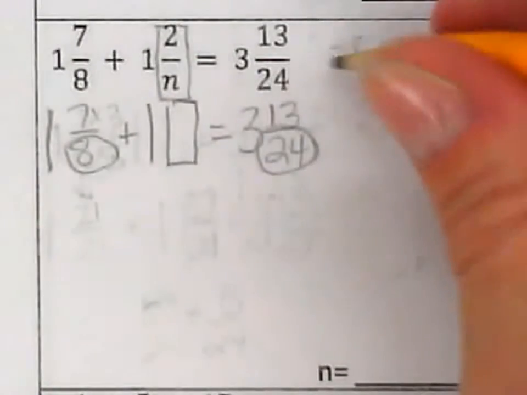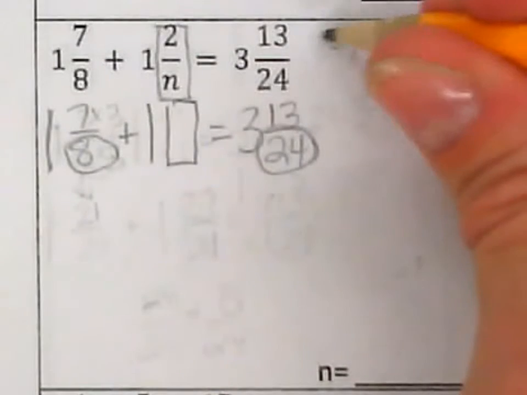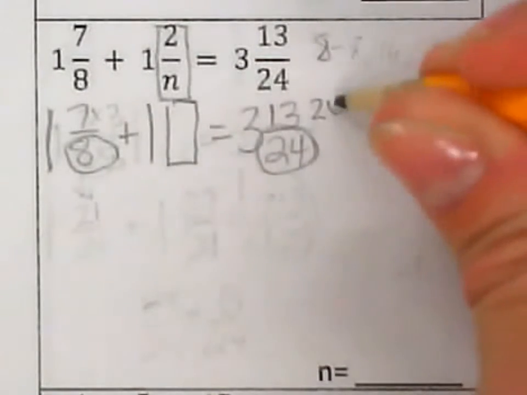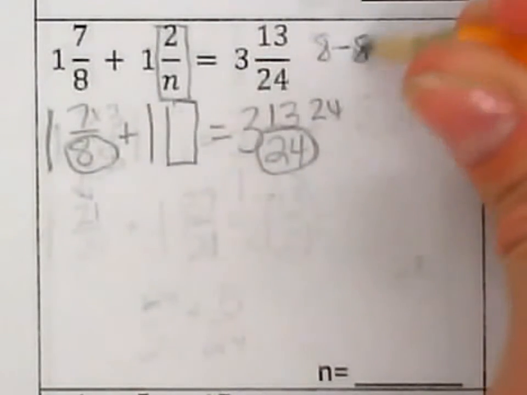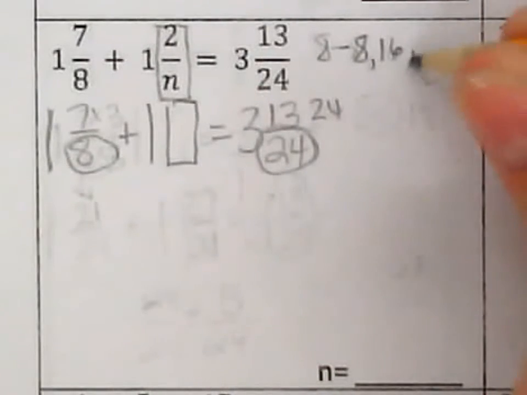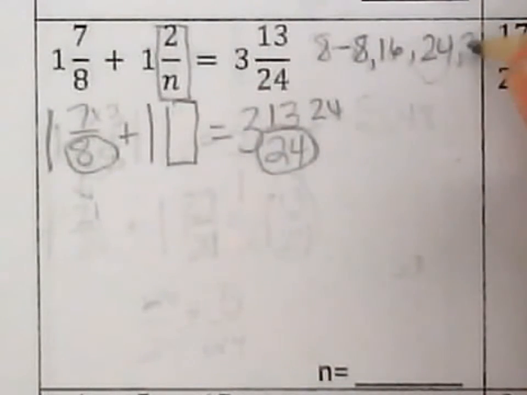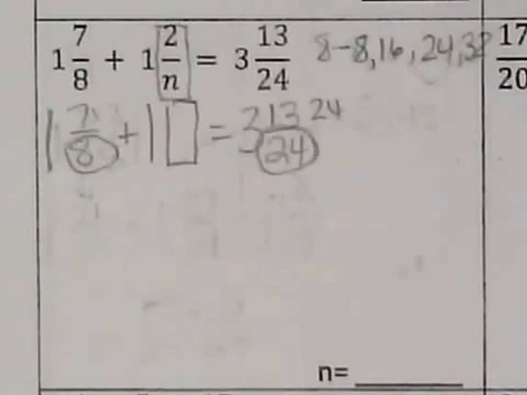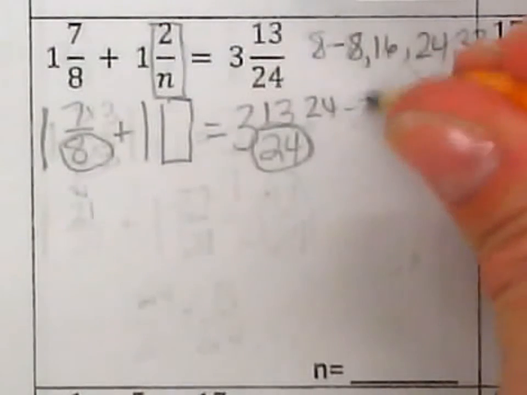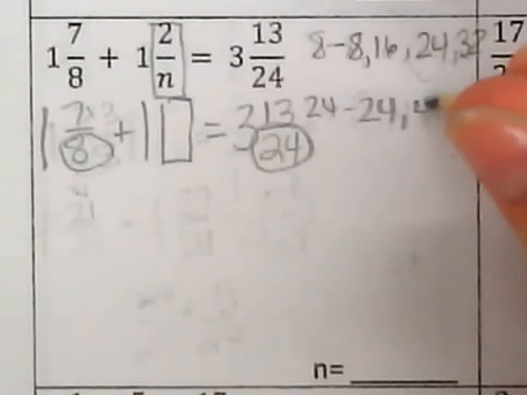Now, if you're struggling, they could list their multiples for 8 and 24. The multiples for 8 are 8, 16, 24, 32. Now, I don't give those to them. I give them a moment to write them, and then we review them together just to make sure that we're all on the same page. And now I'm going to do the same thing, 24, 48, and I'm going to stop there.